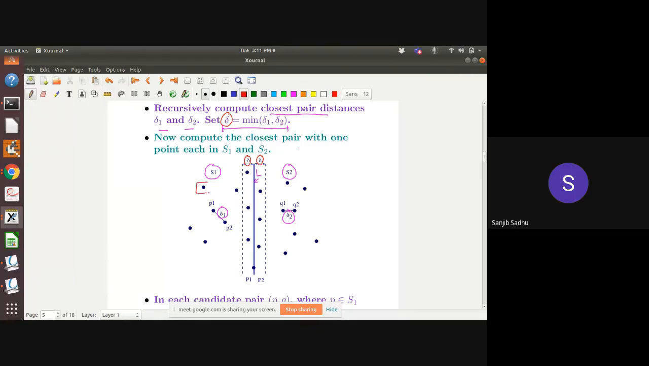Now tell me, do you need to compute the distance between this and this? Will it help you? Tell me.